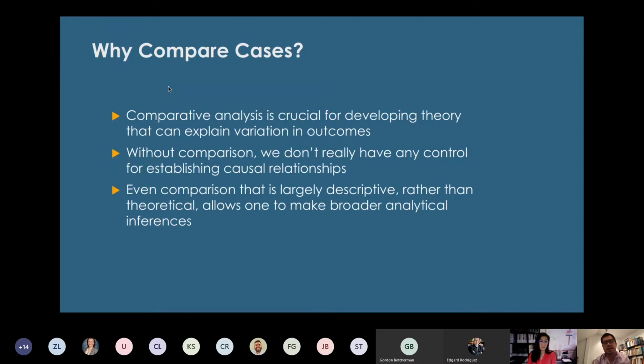So why compare cases? Comparative analysis is crucial for developing theory that can explain variation in outcomes. Without comparison, we don't really have any control for establishing causal relationships. And even comparison that is largely descriptive, that is, it puts cases in parallel to each other and is not driven by theory, still allows one to make broader analytical inferences. So I'm going to argue that comparative analysis provides value added for clear evidence-based social science analysis of questions that matter for policy.